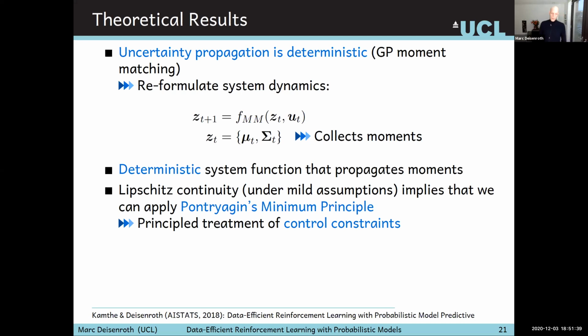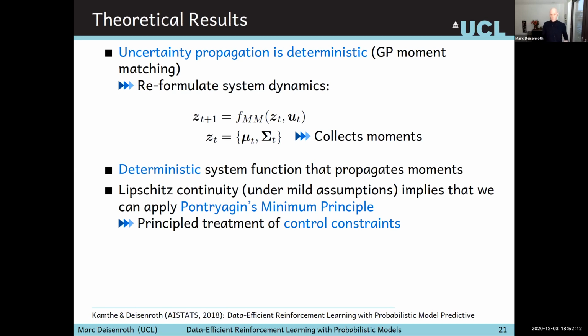And we can show Lipschitz continuity under some mild assumptions. And that also implies we can apply Pontryagin minimum principle, which allows us to solve the optimal control problem in a much easier way. And we can also take care of control constraints. So what I said earlier, we can look at the predictive distribution, and then if the state violates some constraints, then you just change it. This approach also now allows us to take control constraints into account.